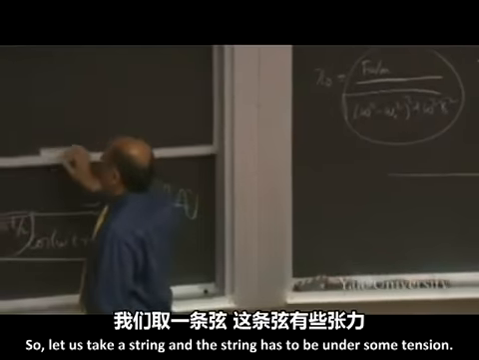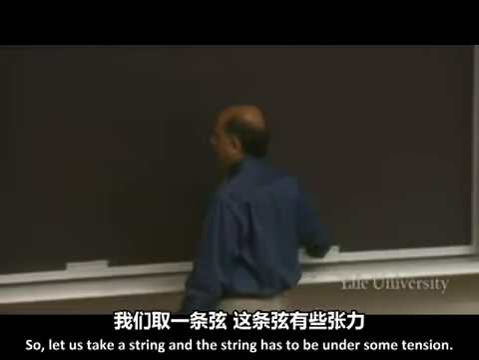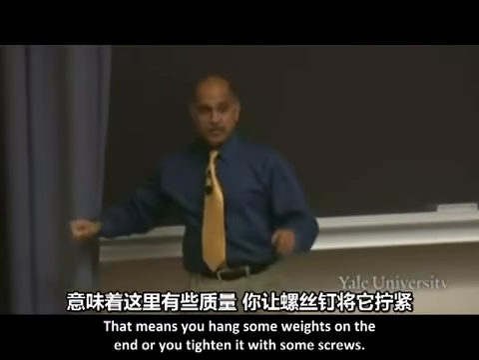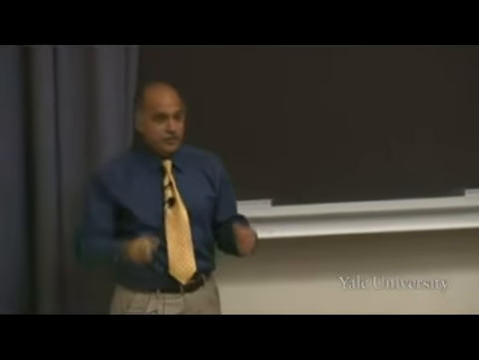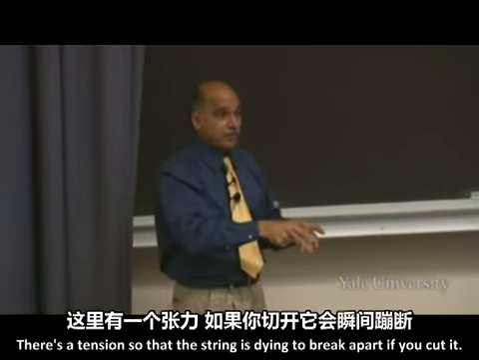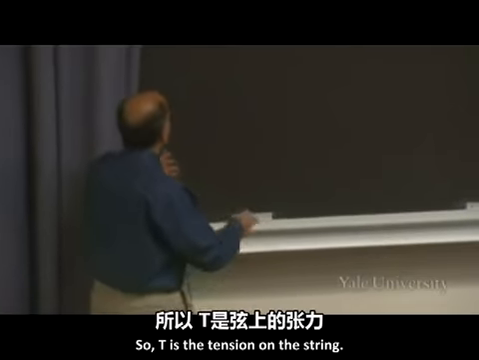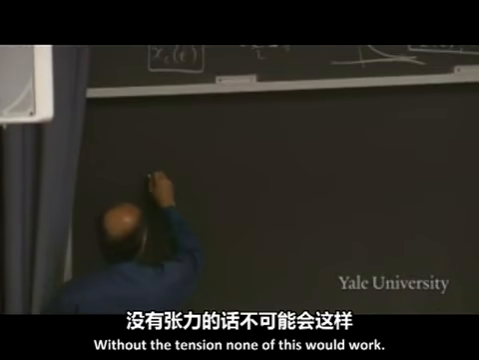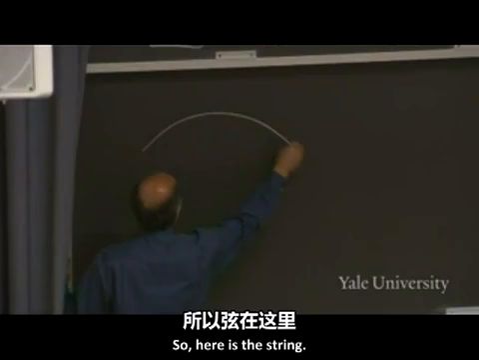So let us take a string, and the string has to be under some tension. That means you hang some weights on the end, or you tighten it with some screws. That's the tension, so that the string is dying to break apart if you cut it. So T is the tension on the string. Without the tension, none of this will work. So here is a string.